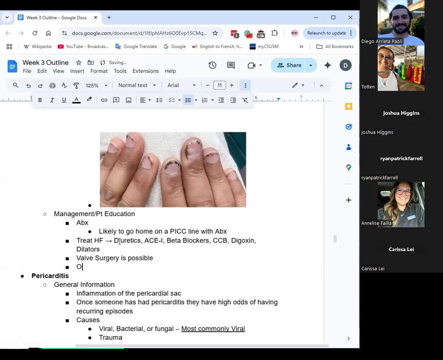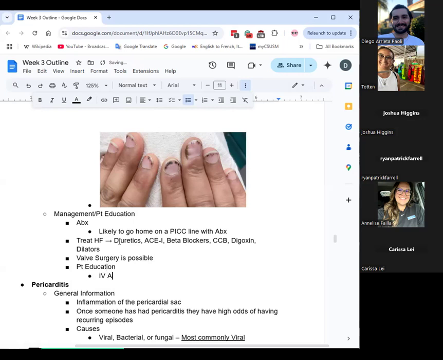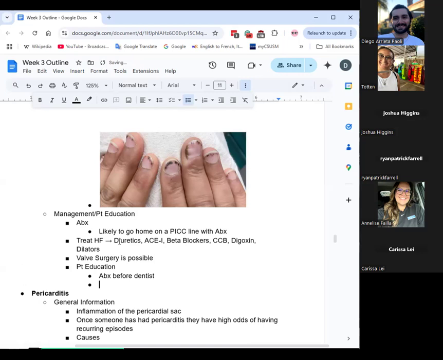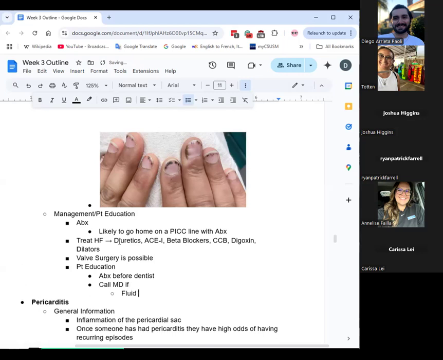And some patient education you guys mentioned, and we did talk about this a lot. Antibiotics for 6 weeks or more, on the PICC line. Antibiotics before the dentist, and call the MD if there's fluid overload. Yes, exactly. So more than 2 pounds in a day, more than 5 pounds in a week.